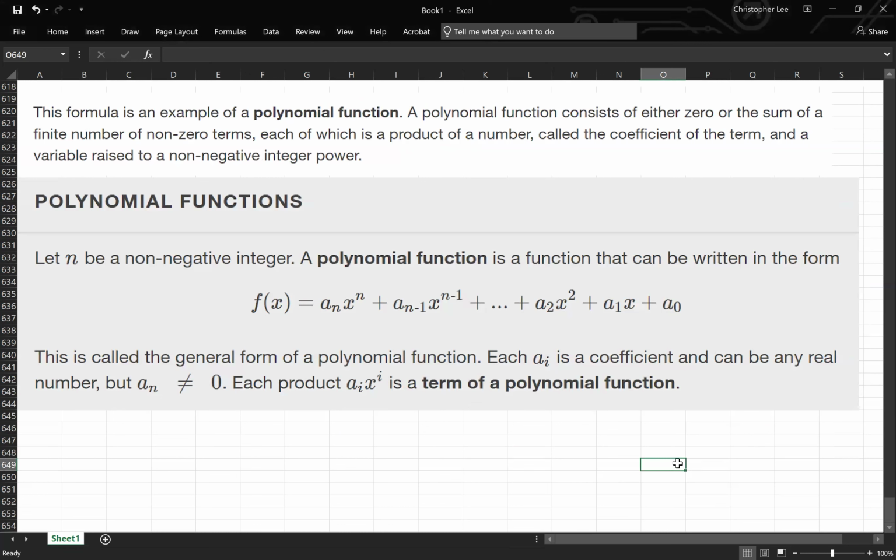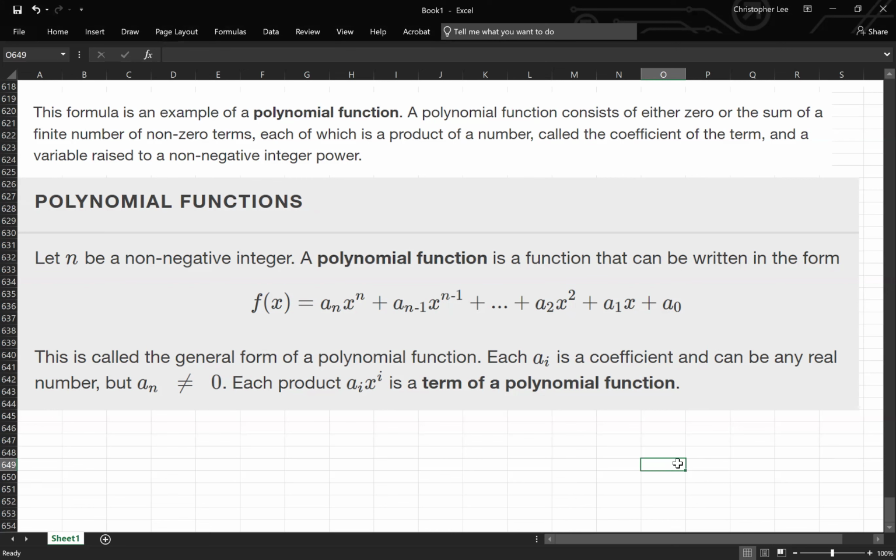So let n be a non-negative integer. A polynomial function is a function that can be written in this form: f of x is equal to a sub n times x to the n, plus a sub n minus 1 times x raised to the n minus 1 power, and so on and so forth, until you get to a sub 0. This is called the general form of a polynomial function.